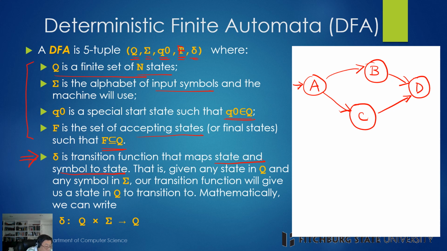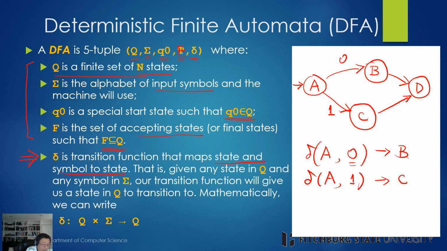Now here's the transition function. The transition function basically says, given a state, let's say state A, combine the current symbol, for example 0, and then we will map to B. So that means if the current symbol is 0, we're going to map to B. Now if the current state is A, but the current symbol is 1, we're going to map to C.